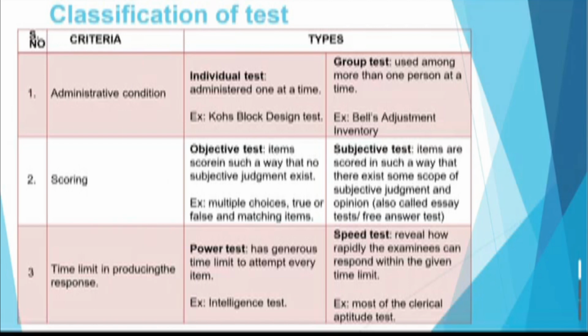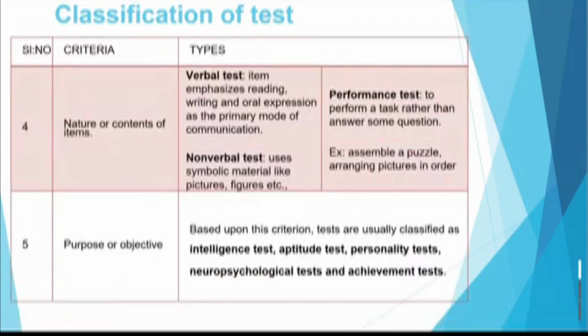Next slide, madam. Then comes the nature or the contents of the items on the test. There are 3 types: verbal, non-verbal, and performance tests. Obviously verbal, like group discussion. There will be something called group discussion in our recruitment patterns, no? That is an example of a verbal test. Or you will be given an extempore: you will be given a subject and you are supposed to speak. That is a verbal test.